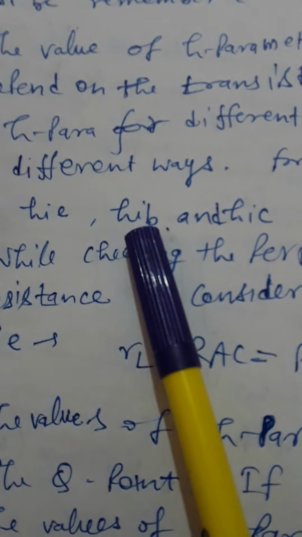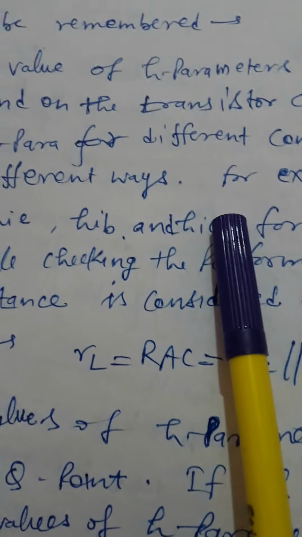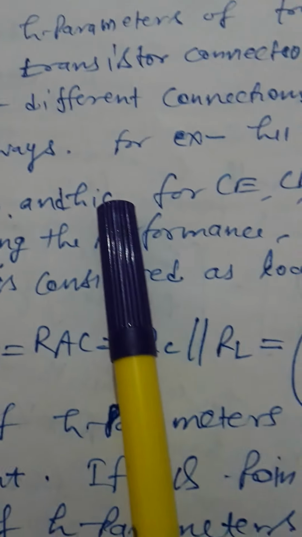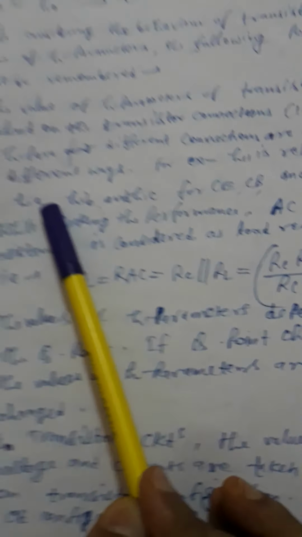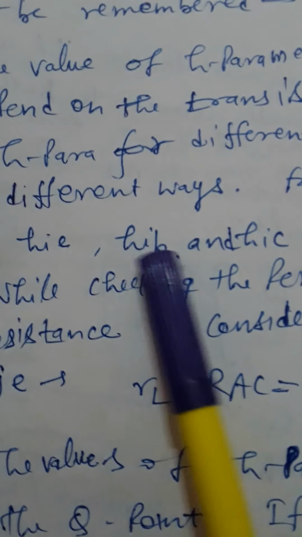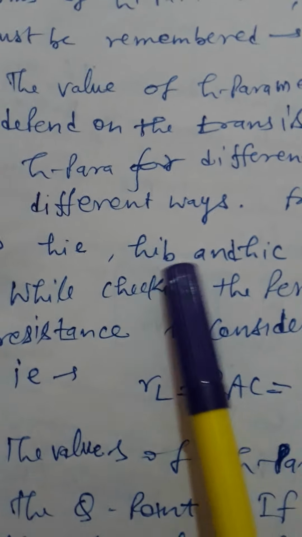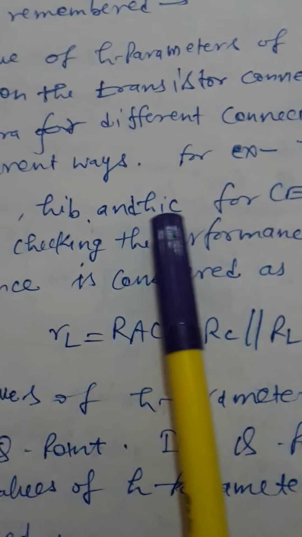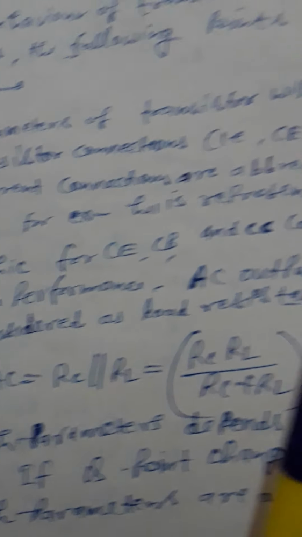Similarly, if you write input impedance HI for common collector configuration, then how do you represent it? For that, you write H-I-C. C represents common collector configuration. So HIE is the input impedance for common emitter configuration of a transistor, HIB is the input impedance for common base configuration, and HIC is the input impedance for common collector configuration. Depending on the transistor configuration, you have to represent these symbols accordingly.